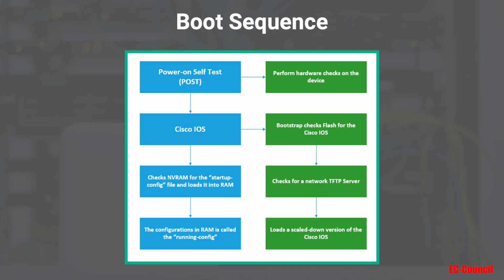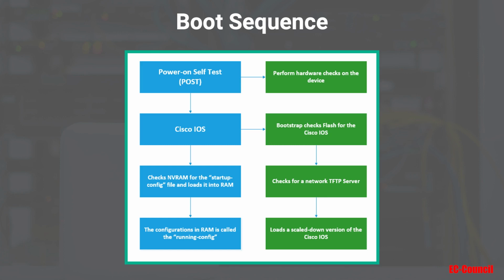What happens? Well, the bootstrap will check for a network TFTP server. Sometimes network administrators will load the operating system across the network via a TFTP server. In the event a TFTP server is also missing, the bootstrap will load a very scaled-down version of the Cisco IOS, therefore allowing the device administrator to reload or to restore the operating system in the device to make it functional again. Let's assume the bootstrap found the operating system within flash memory and loads it in RAM.